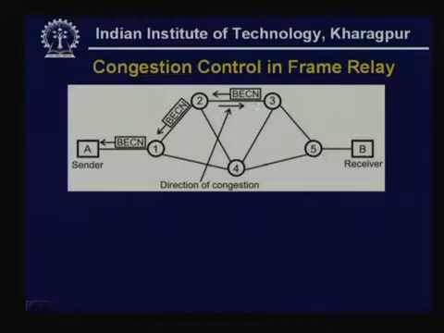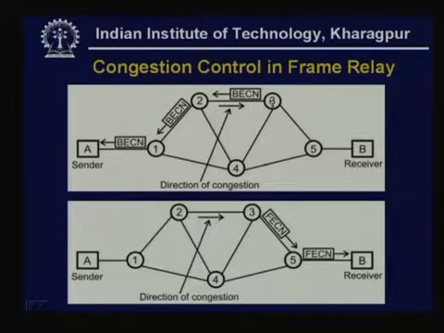So it goes towards the source, and the sender in that case takes suitable measures. It reduces the rate of packets that is being introduced to the network, to come out of congestion. This is the use of the BECN bit for controlling the congestion.